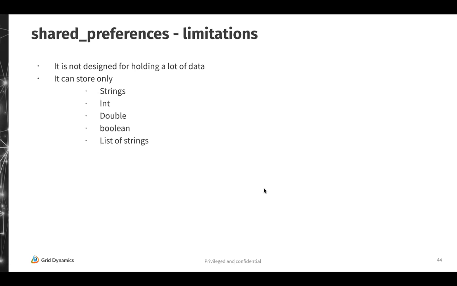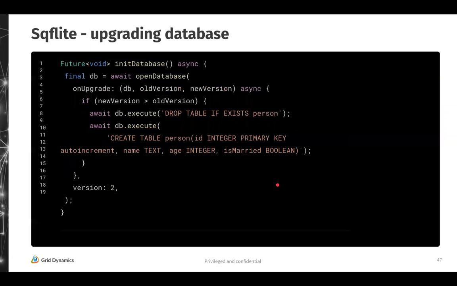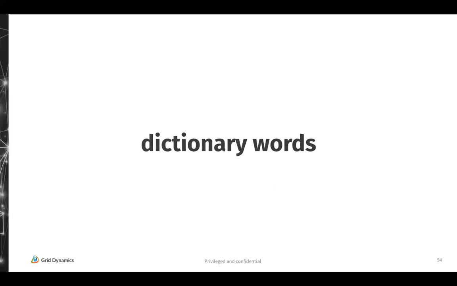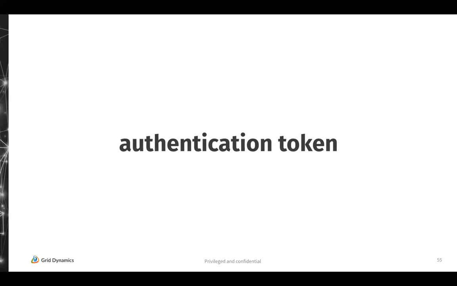Right. So the intended answer was sqlite. Let's move to the next thing. So we're done with the storage for our words. And the next task for you is an authentication token. Where would you like to place it?